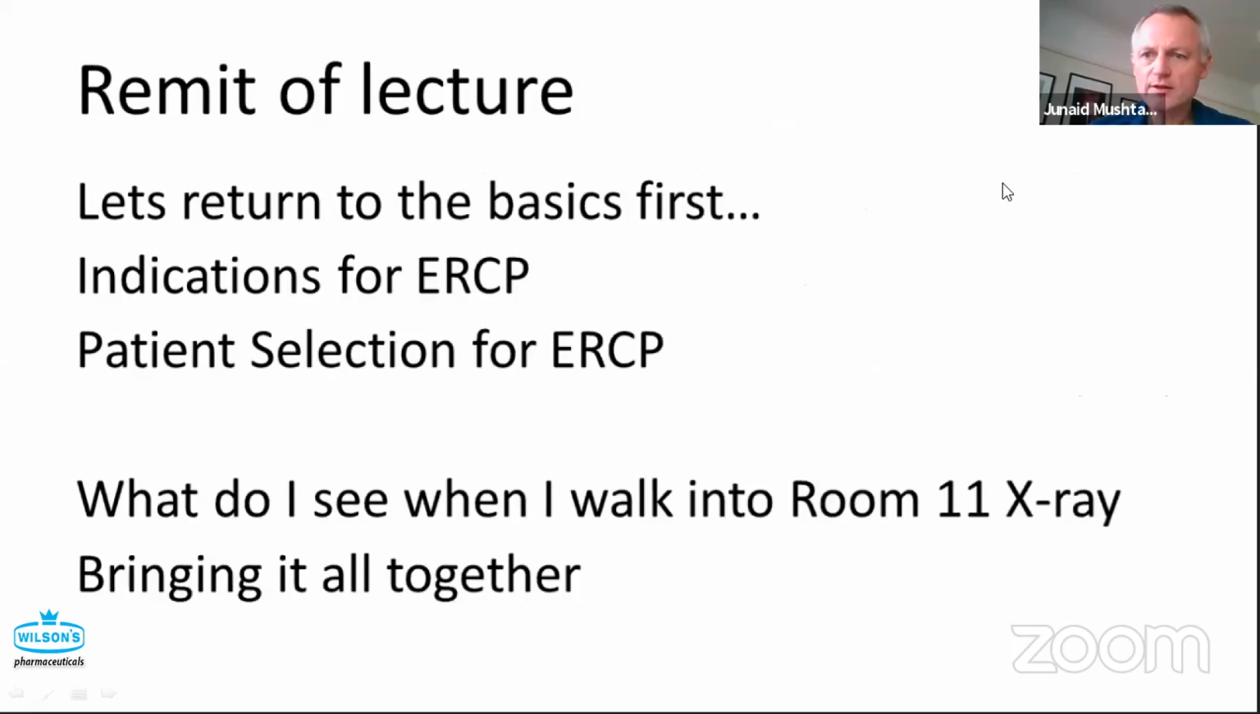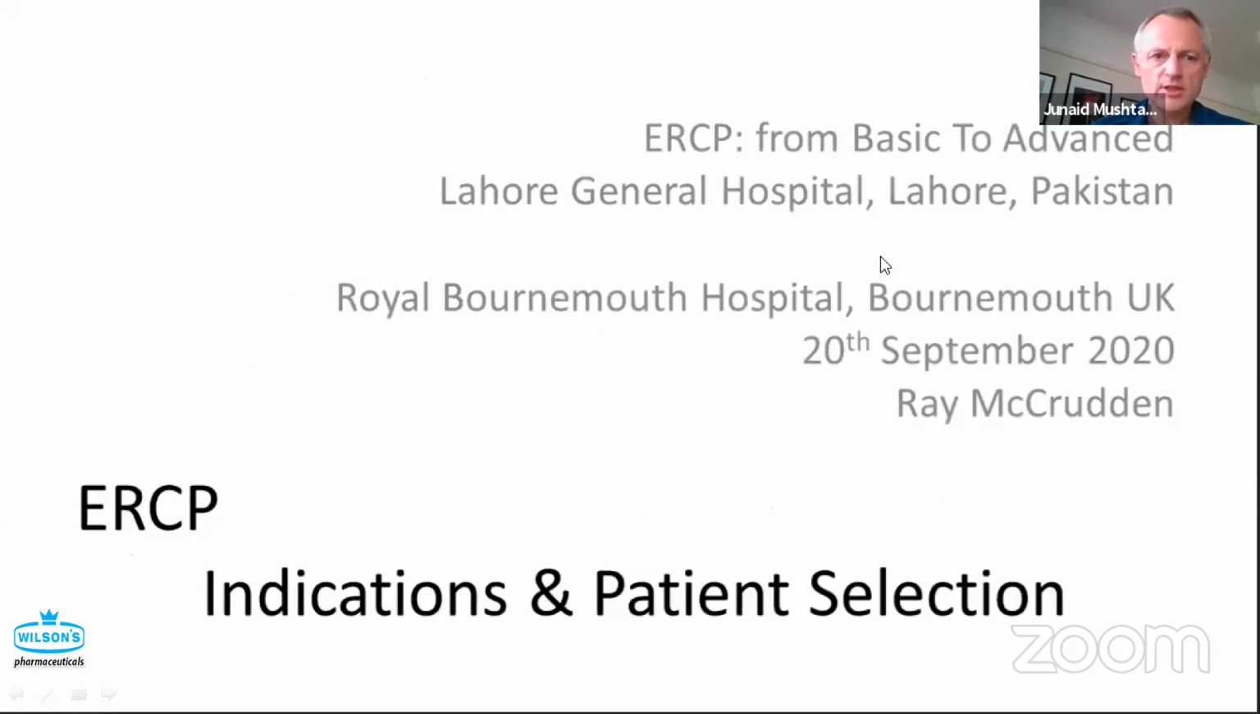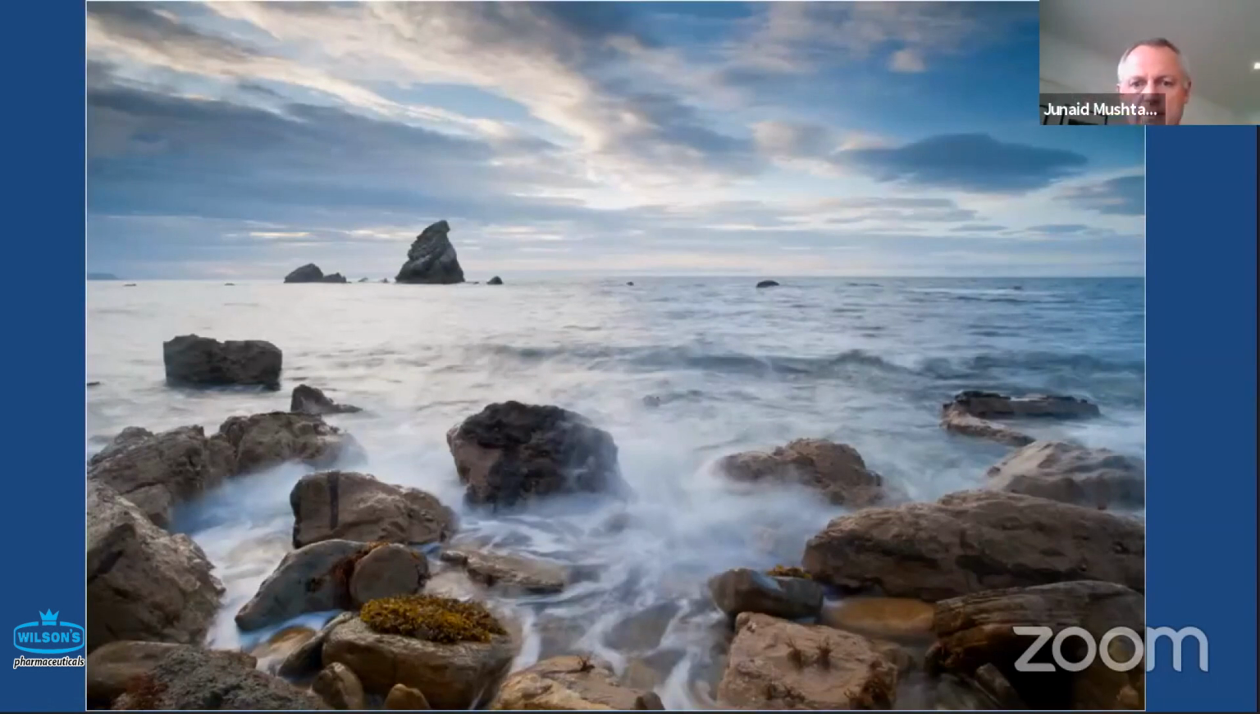Okay, so I'm going to minimize my Zoom. This is a picture of the Dorset coast. Our county where I live in Bournemouth is Dorset, on the south coast of England. And this is Mute Bay, which has some very special landmarks with rock formations arising directly out of the sea. Perhaps a little bit more of that later.